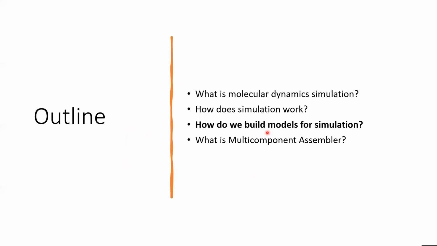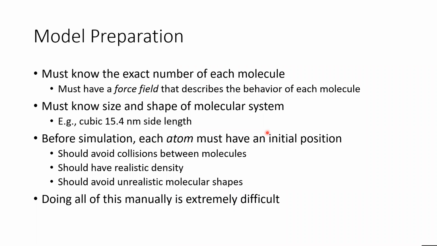Next. Okay, so that was the quick version of the theory of how simulation works. Now I'm going to talk about how you actually build models just a little bit. So as I said at the beginning, you have to know the position of every single atom in your system before you can simulate it. And this turns out to be just by itself a problem. But anyway, that's next.